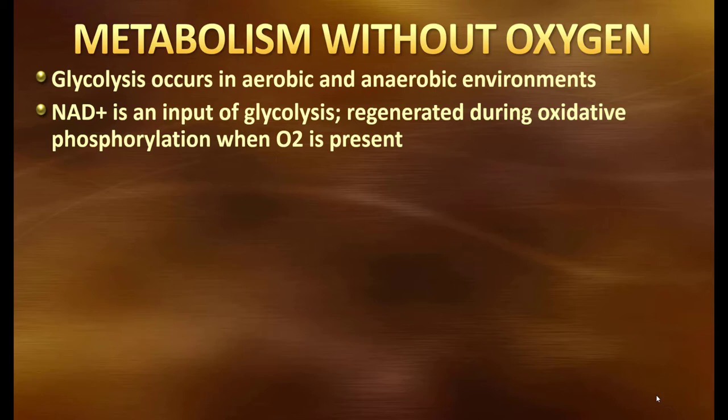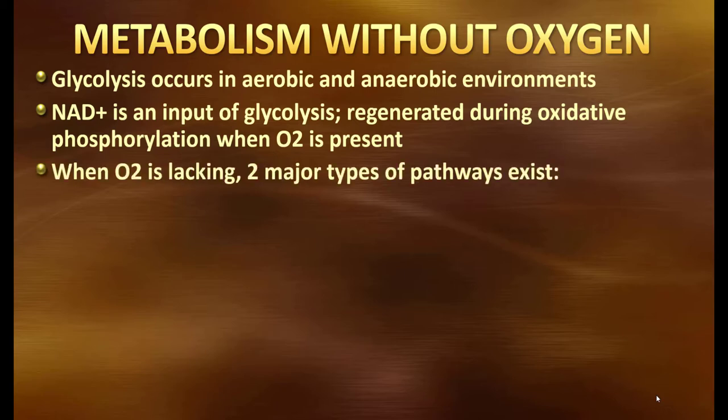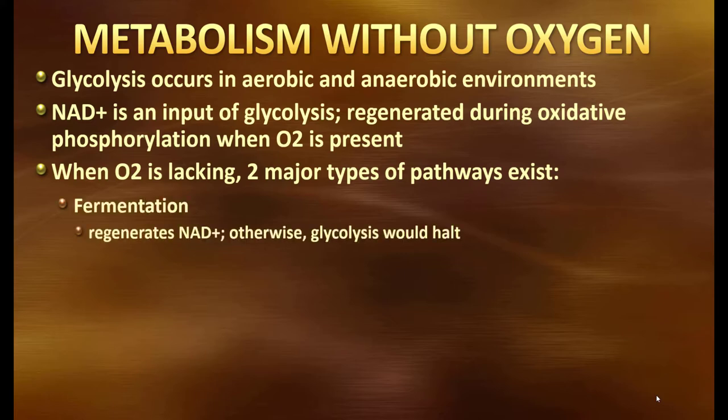If we're not running oxidative phosphorylation, the problem we're going to encounter is that NADH will build up and NAD will not be regenerated. And so if that occurs, we need a way to get NAD back to at least be able to keep running glycolysis. There's a couple of major pathways that exist. One is called fermentation. Fermentation is a step that regenerates NAD. That's really the primary purpose of fermentation, is to get back our NAD so we can keep running glycolysis.